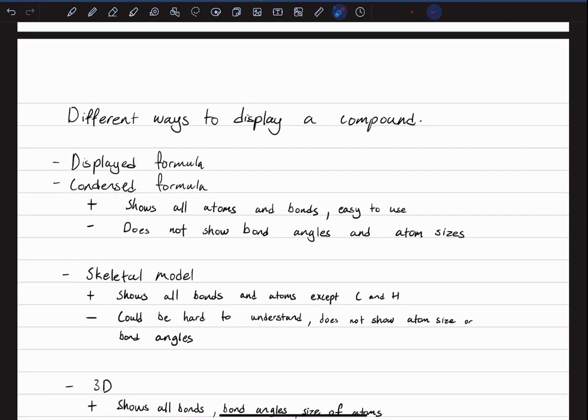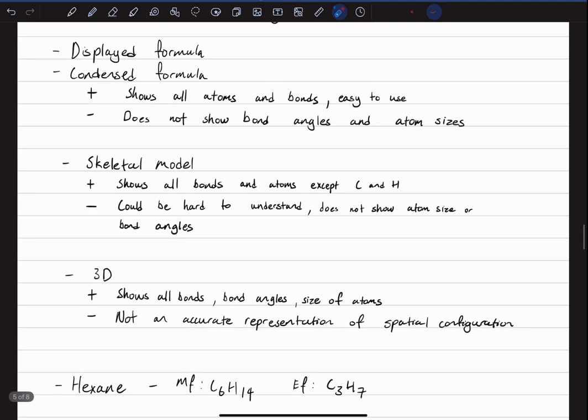Now we will discuss different ways to display a compound. Firstly, we have displayed formula and condensed formula. Both of them show all atoms and bonds and are easy to use. However, they do not show bond angles and atom sizes. We then have skeletal models, which show all bonds and atoms except for C and H. They could be hard to understand, and they do not show atom size or bond angles.